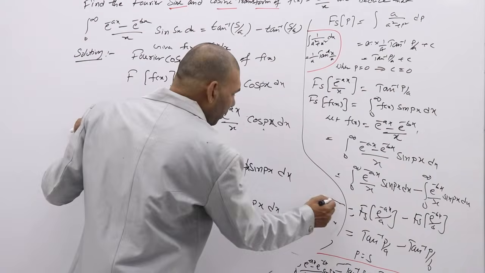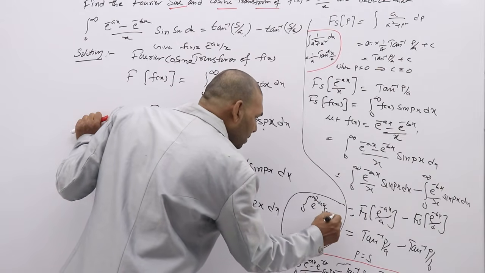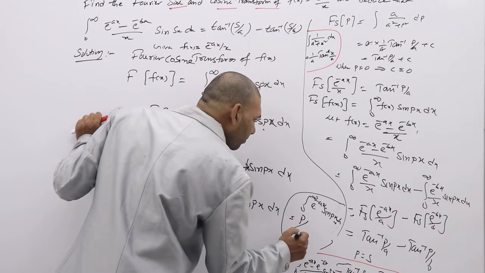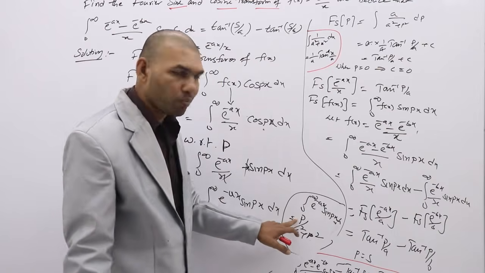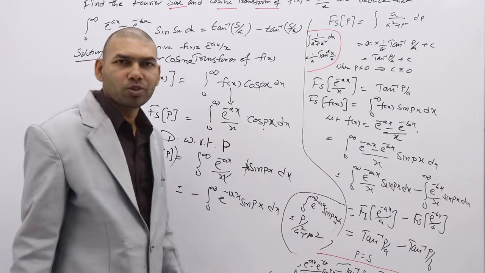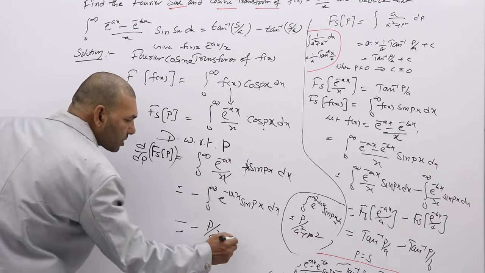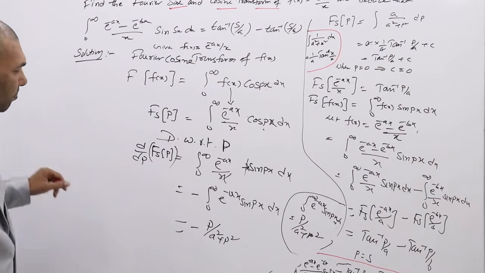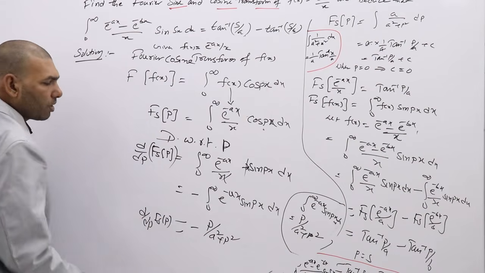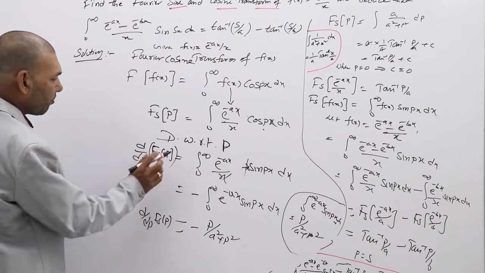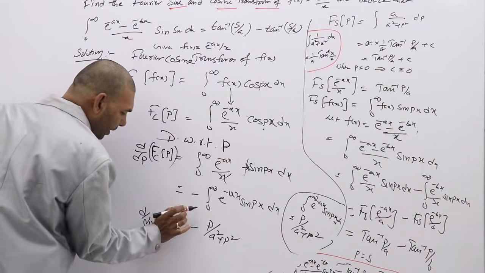This formula we know: integral 0 to infinity e power minus ax into sin px dx is p by a square plus p square. For cos we get numerator a, for sin we get p. That is the only difference. So we get minus p by a square plus p square. But this is d by dp of Fs of p. Sorry, this is the Fourier cosine transform, Fc of p.